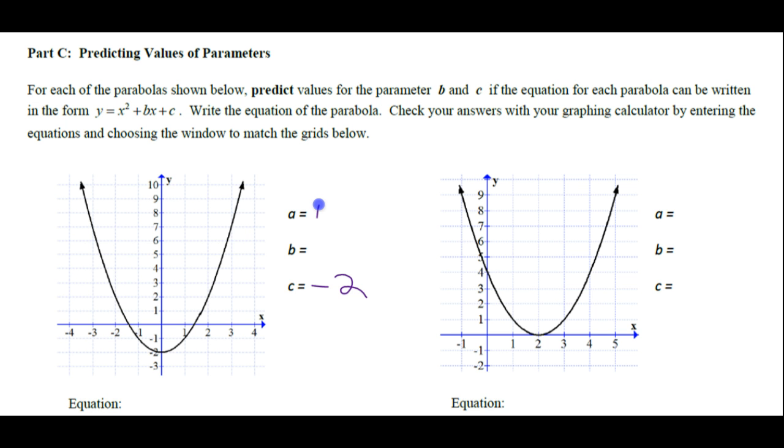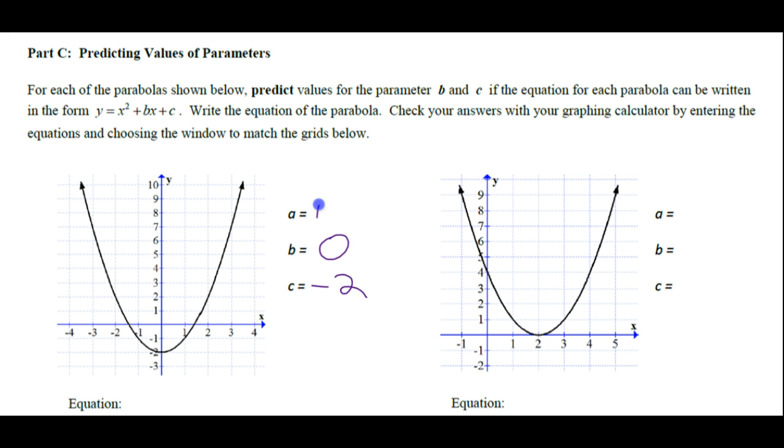Well, in this case, how do I know if it's narrow or wide? I go over 1, up 1. I go over 2, 1, 2, 3, 4. I go up 4, right? 2 squared is 4. If it goes up 4, then the A value is 1, right? If it goes up 8, I know the A value is 2. If it opens down, I know the A value is negative. If it's moved left or right, I know there's a B value, and if it's not moved left or right, then B is equal to 0.